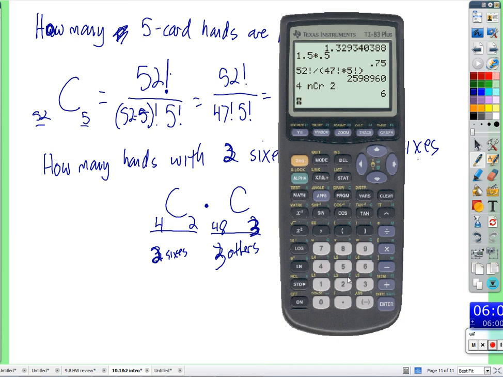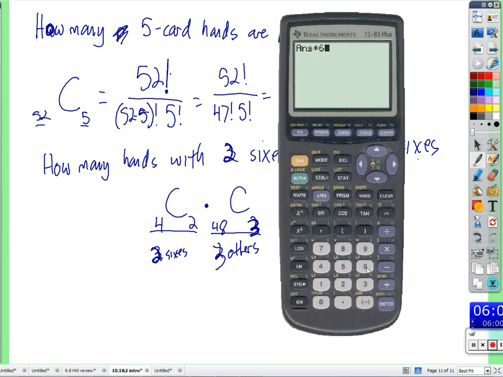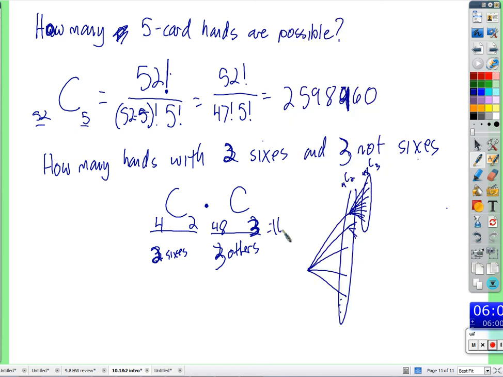Let's see, then I'll just do this again. 48 C 3 is 17,296, times the six ways that there are to get two other cards, and we get over 102,000 ways. So that's how many ways we can get two sixes.